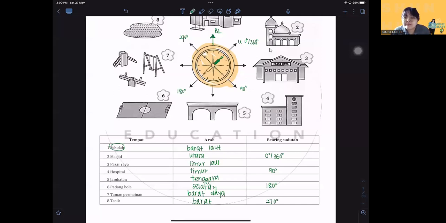How about in between? In between, they always differ by 45 degrees. So from 0 to Timur Laut, 45. Timur to Tenggara, 90 plus 45, you will get how much? Come, give me your answer. Correct, 135. How about Barat Daya?